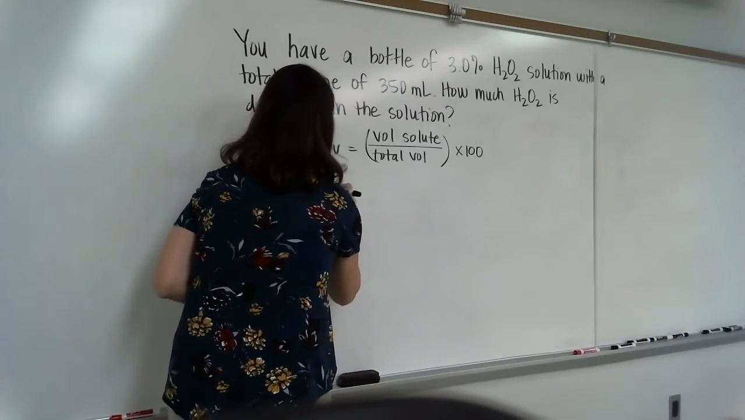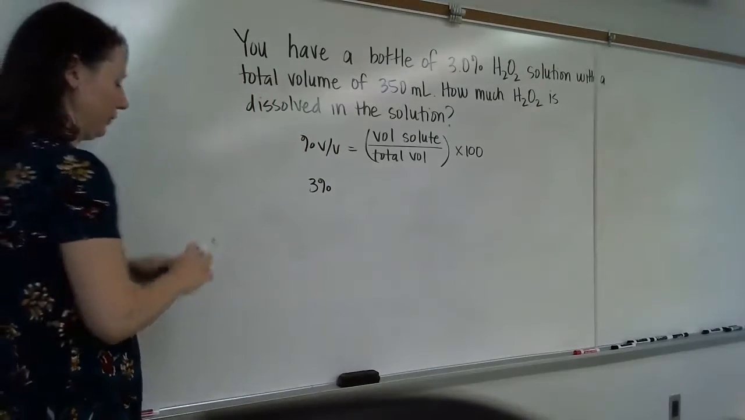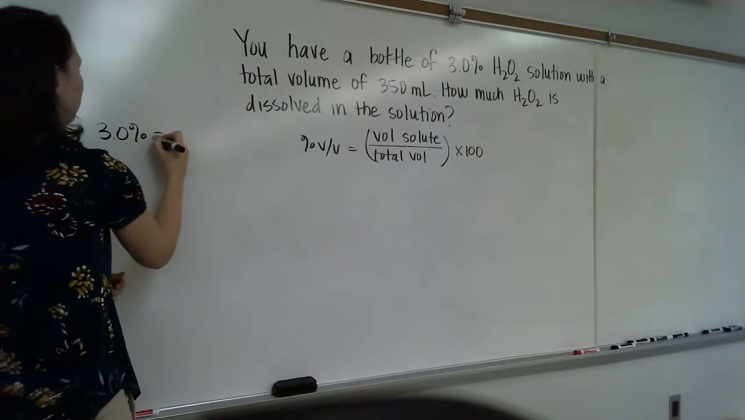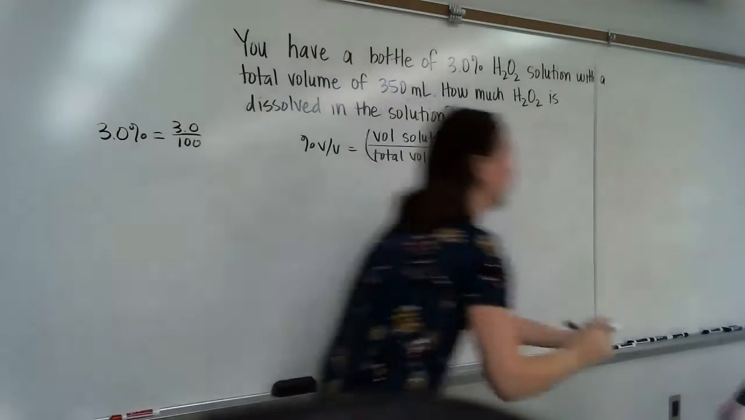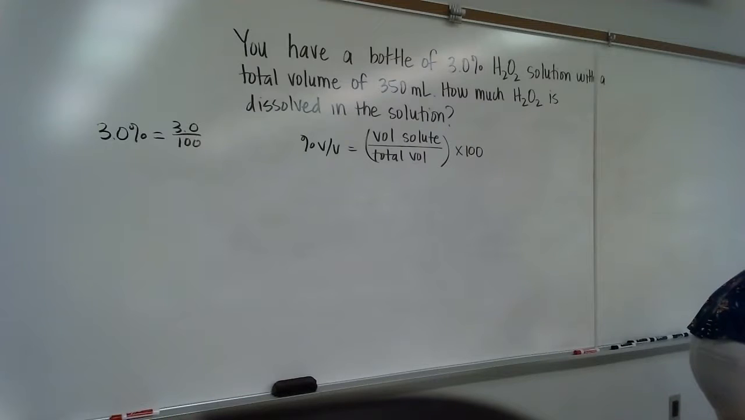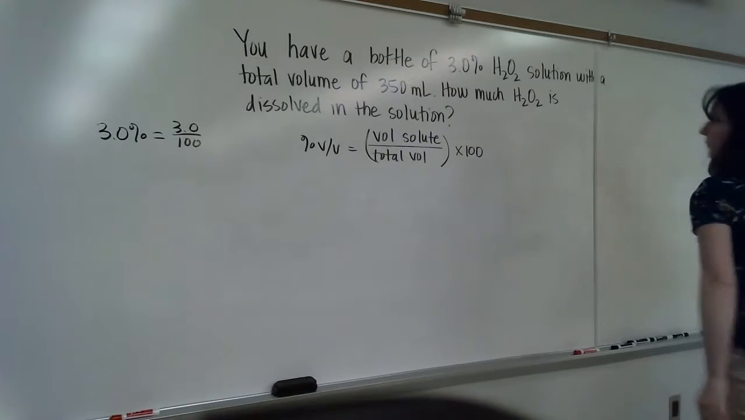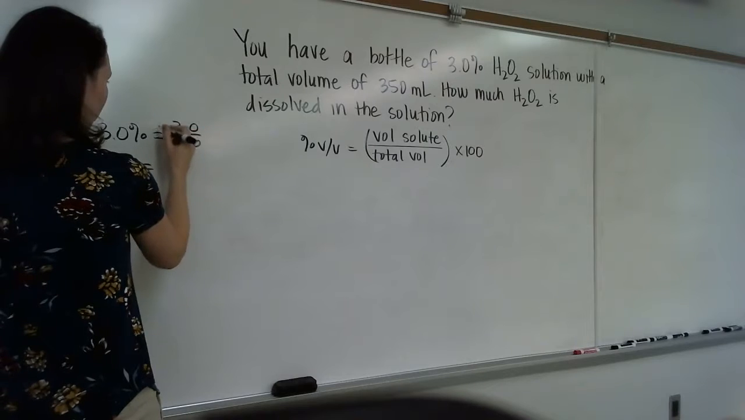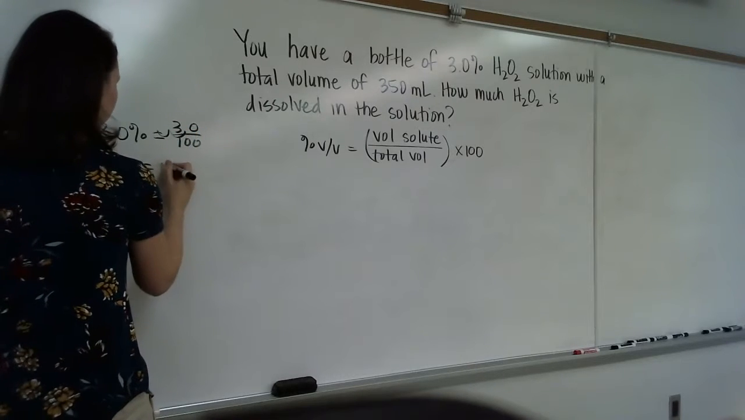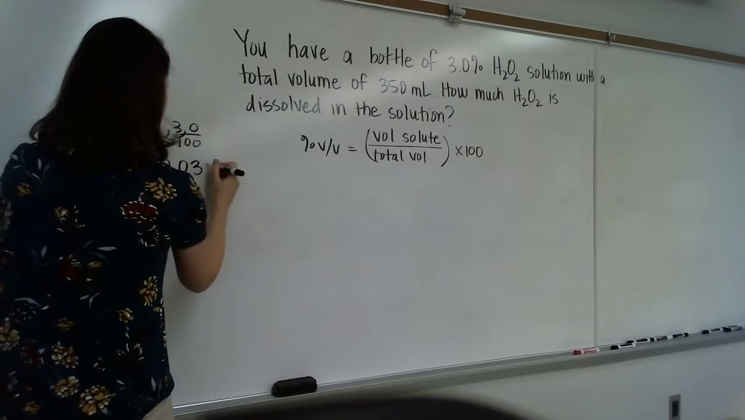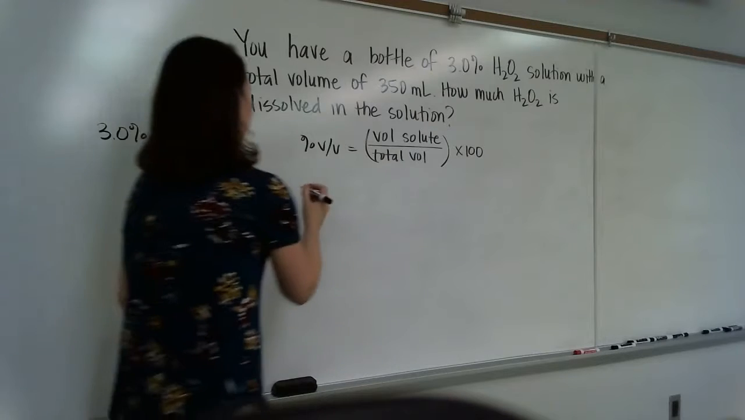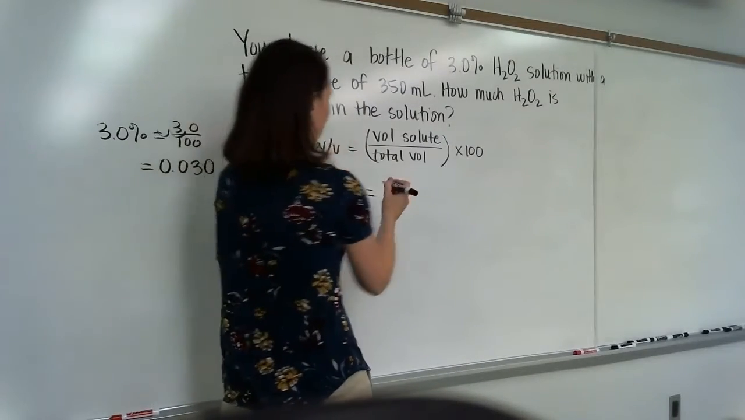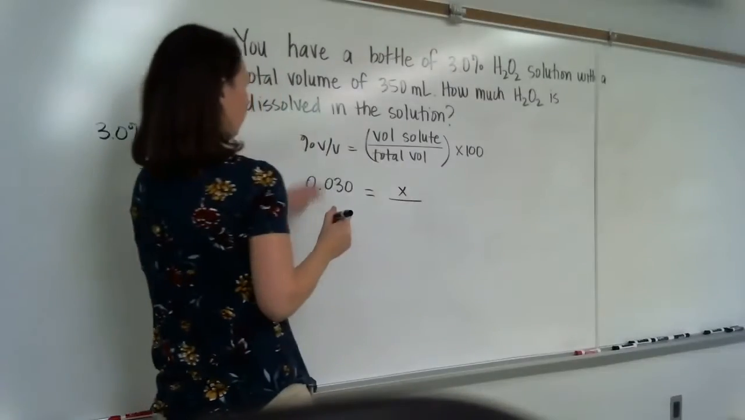So 3%, let's go ahead and convert that into a decimal. What is 3% as a decimal? 3.0% is the same thing as 3.0 over 100, right? 3 divided by 100 is what? 0.03. Just move the decimal. And then don't forget that sig fig. So 0.030 is equal to, we're solving for this, x over 350.